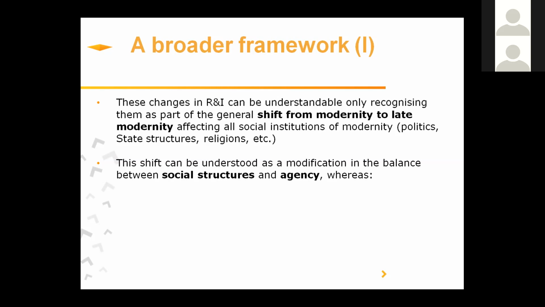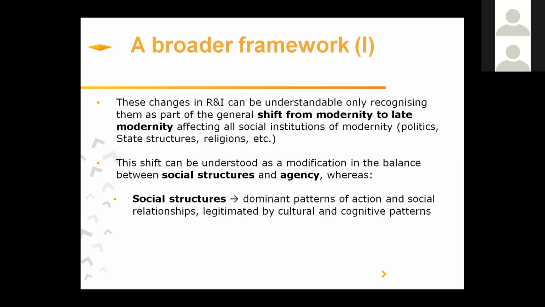what in sociology is referred to as social structure on the one side and agency on the other side. Social structure refers to the so-called dominant patterns of action and dominant patterns of social relationship, also dominant patterns in thinking and in belief. So social structure can be considered as the social norms, the dominant behavioral patterns, for example the languages usually adopted in social relationships, or the dominant cultural views.